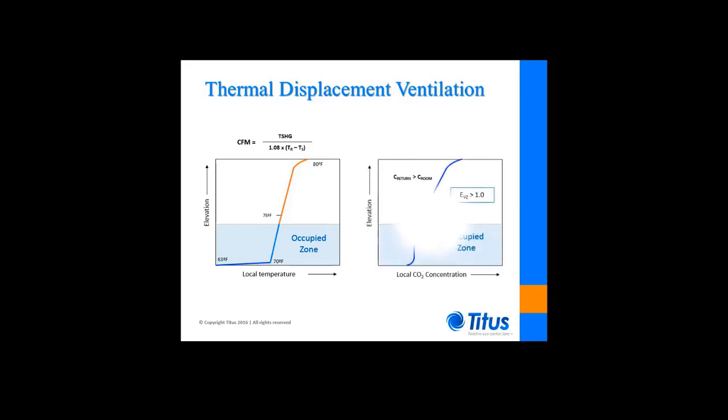This figure relates to concentration of CO2 in a displacement system. Note that the concentration gradient essentially begins at the breathing level, and the return air concentration is sizably greater than that within the occupied zone. With thermal displacement, the CO2 level in the return air will always be greater than that at the occupant's breathing level.